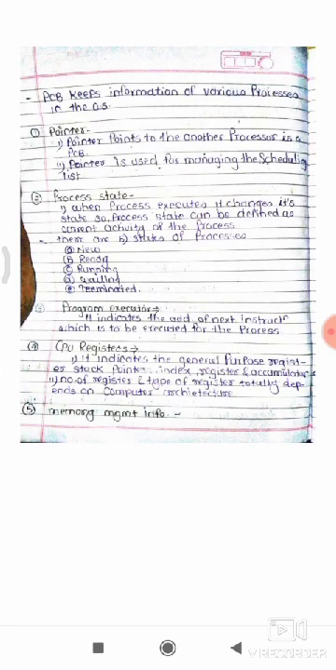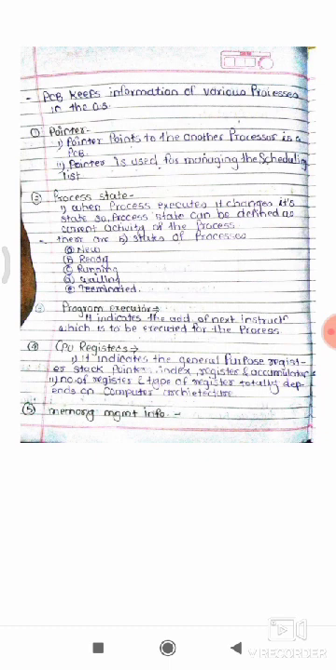So the PCB keeps the information of various processes in the operating system. What is the role of the PCB? It stores the information of various processes in the operating system. There is not only one process in the operating system, there will be a lot of processes, and that process information will be stored in the process control block.